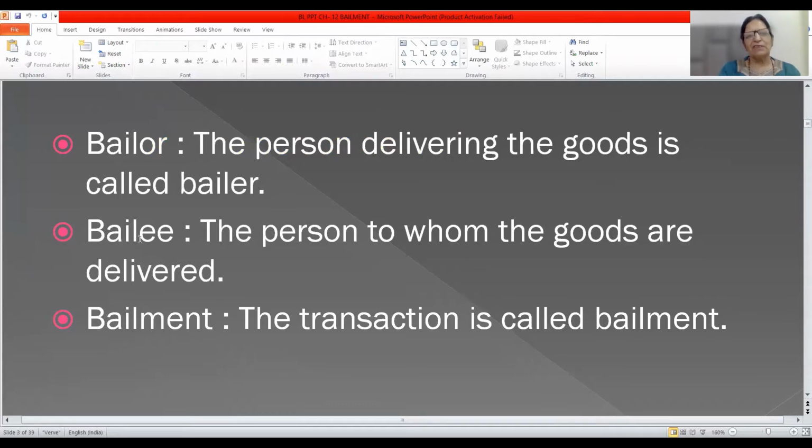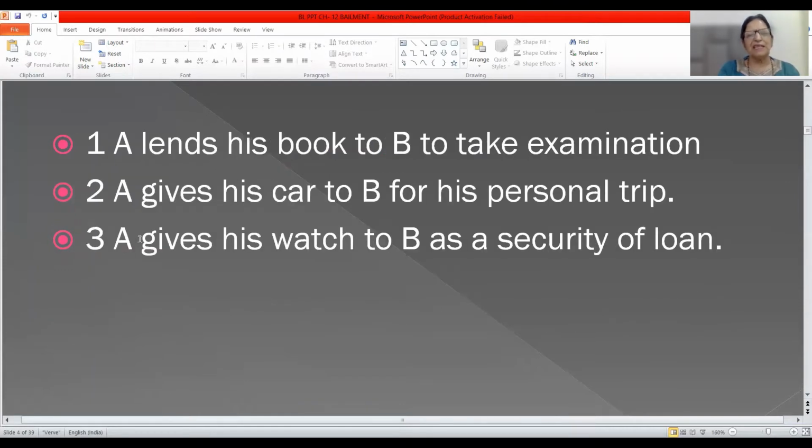Friends, there are two parties involved in the contract of bailment. The person who delivers the goods is known as bailor. The person to whom the goods are delivered is known as bailee. And this transaction is known as bailment. We can take a number of examples. A lends his book to B to take an examination. So A is the bailor and B is the bailee. Here the contract of bailment is without consideration, because A is not going to charge anything from his friend B.